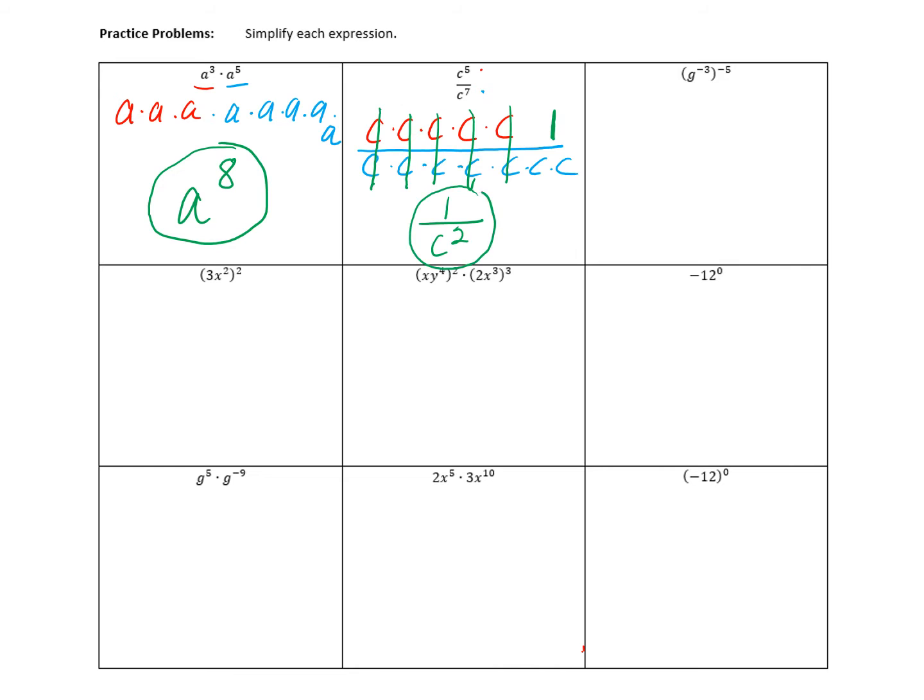Again, if you would like to use the property that says when you divide like bases, you subtract your exponents, you can do that. 5 minus 7 is going to give us negative 2, but then we would have to use that property that says you've got to make the exponent positive, and that would require you to move it to the bottom, which would give us 1 over c squared.